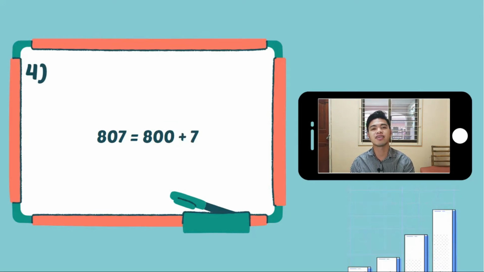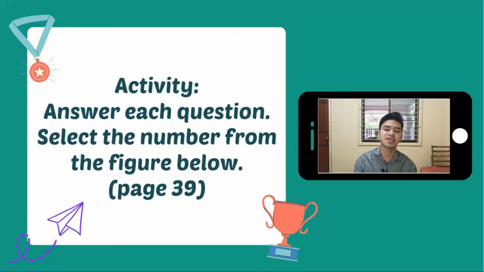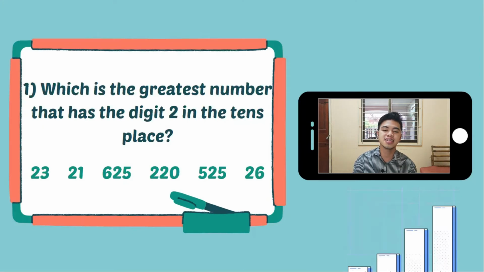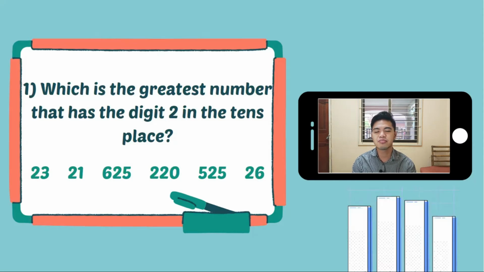We are going to have another section. In this activity, we are going to answer each question. Select the number from the figure below. I want you to open your book to page 39. You can see this there. So let's go to number 1, which is the greatest number that has the digit 2 in the tens place? Which is the greatest number that has the digit 2 in the tens place?